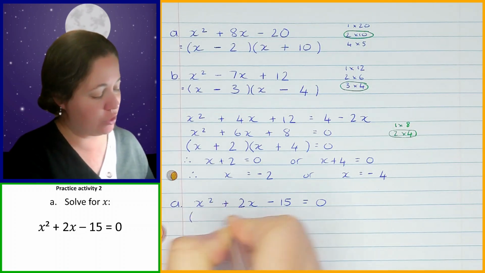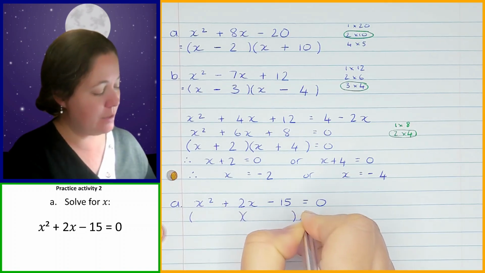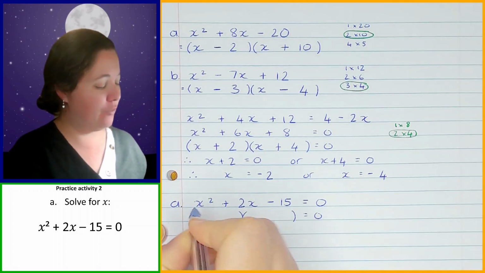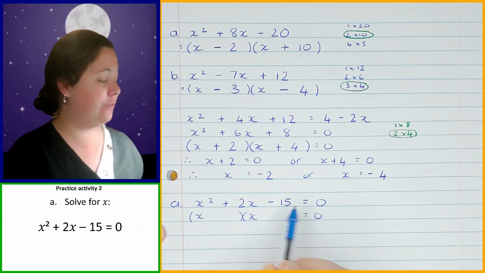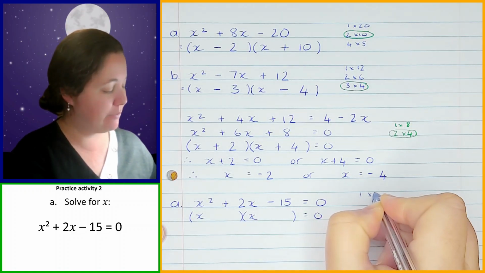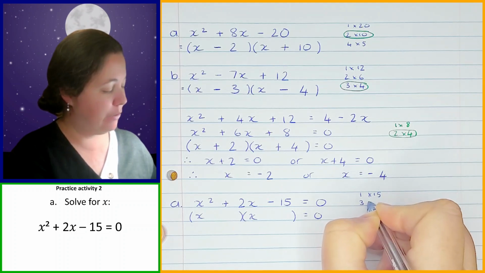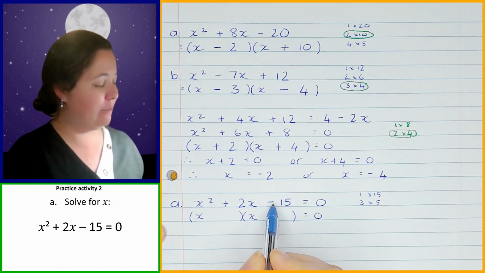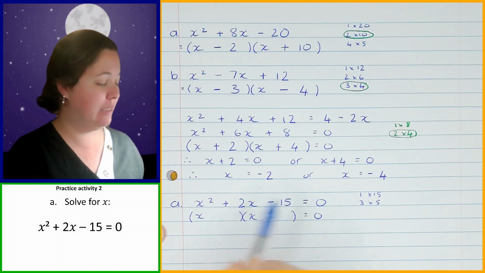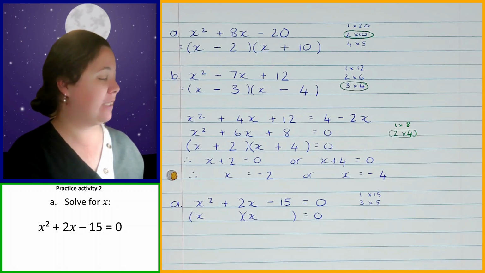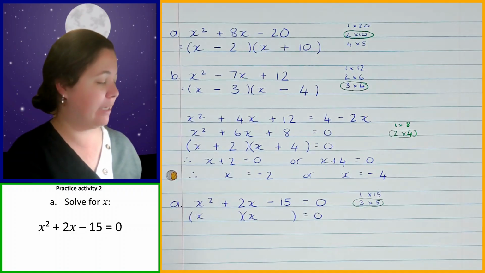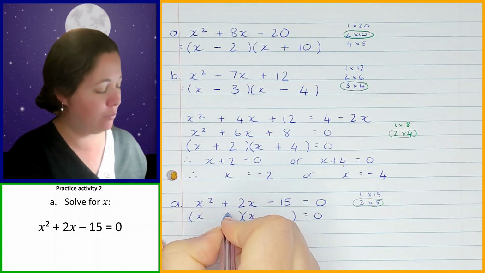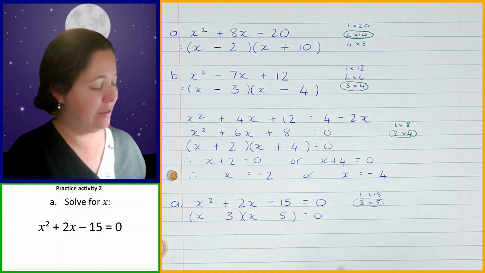So I'm going to open two sets of brackets. That's still equal to 0 over there. The first term in each bracket is going to be x. Then I'm looking for the factors of 15. So that's going to be 1 times 15 and 3 times 5. And I need to be able to subtract those factors and get 2. So the factor pair that I'm going to choose is the 3 times 5. Okay, so I'm going to put 3 in one bracket and 5 in the other bracket.